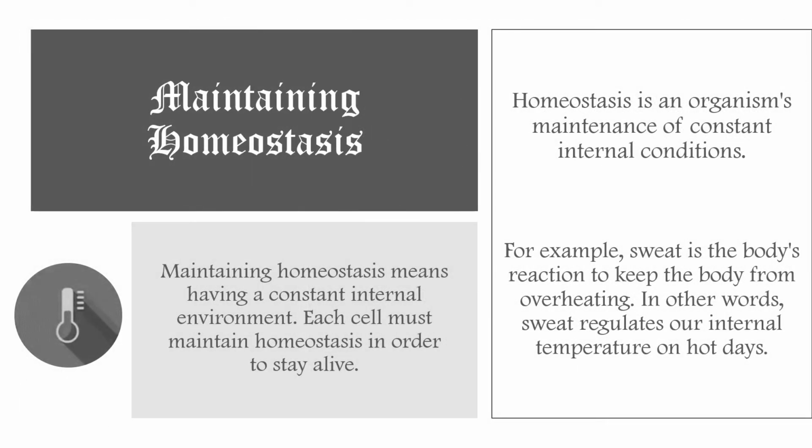Maintaining homeostasis means having a constant internal environment. Each cell must maintain homeostasis in order to stay alive. For example, when we're hot, the body produces sweat. This sweat keeps the body from overheating. In other words, sweat regulates our internal temperatures on hot days.